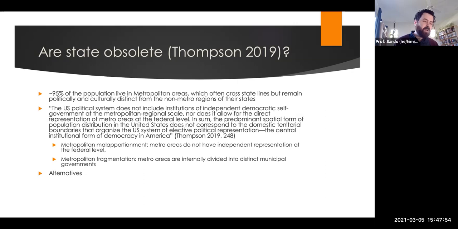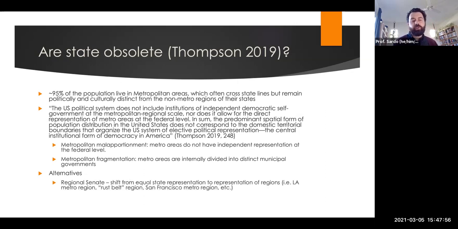So instead, Thompson argues for some alternatives. And these are fairly speculative. One, he says that we should shift the way that we represent in the Senate from an equal representation of states to a representation of regions, like the LA metro region, the Rust Belt region, the San Francisco metro region, and basically rework the way the Senate works. Now, he says that this is basically not very practical or feasible given the constraints, and it's literally written in the Constitution that you cannot take away equal representation in the Senate without the consent of the states, so it's unlikely to happen.